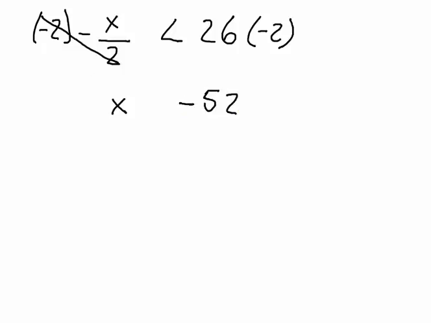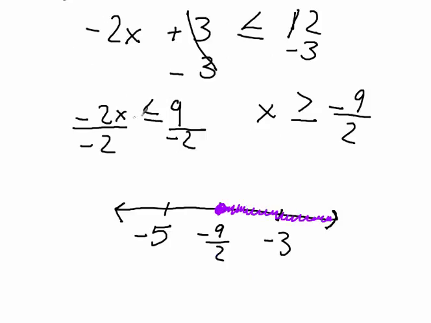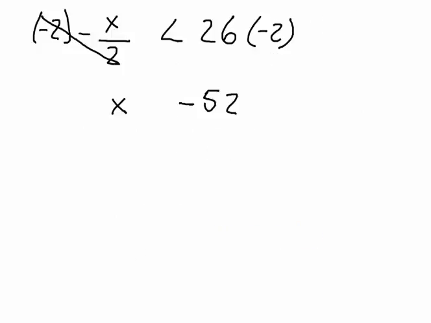-52, okay? Just like two problems ago, when you divide by a negative, you flip the inequality symbol. Likewise, when you multiply both sides by a negative, you flip the inequality symbol. So now it's x is greater than -52, okay? So that's the one thing you have to remember. When you multiply both sides by a negative, you flip the inequality symbol. When you divide both sides by a negative, you flip the inequality symbol, okay?